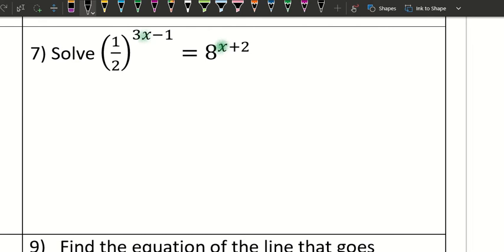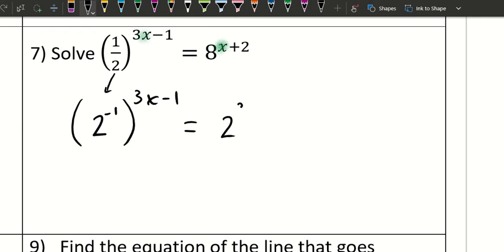In fact, 1/2 is the same thing as 2 to the negative first power. Yeah, I just rewrote it. It was a 1/2 and I wrote it as 2 to the negative 1. Can I do that? Absolutely. They are exactly the same thing. 2 to the negative 1 equals the number 1/2. On the other side, I've got 8, which is exactly 2 to the third power. 2 times 2 is 4 times another 2 is 8. And I'm raising that to the x plus 2 power.